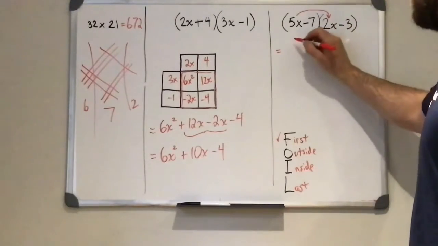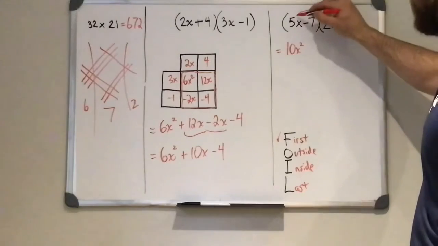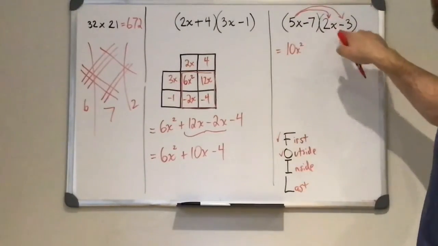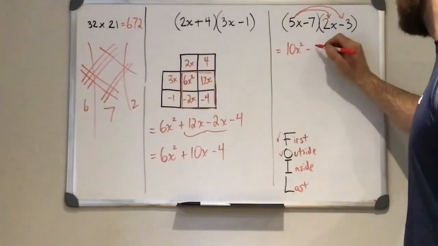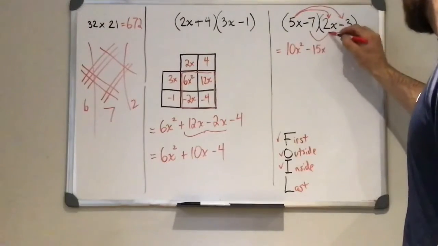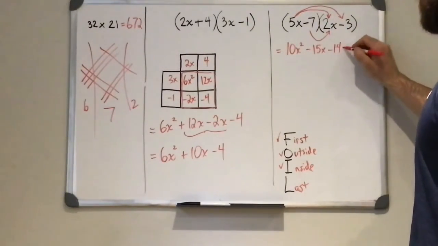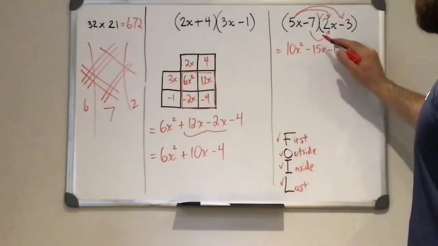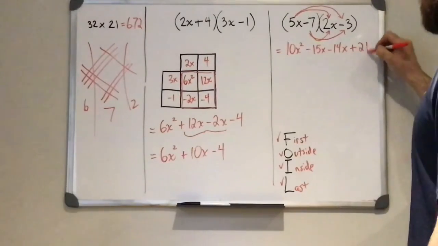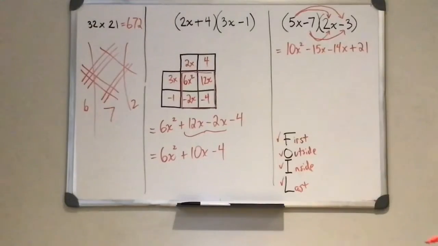So 5x times 2x would be 10x squared. Then we're going to multiply the outside terms. So that's going to be 5x times negative 3, which is negative 15x. We're going to multiply the inside terms, which is negative 7 times 2, which is negative 14x. And we're going to multiply the last terms, which is going to be plus 21 when you multiply a negative 7 and a negative 3.